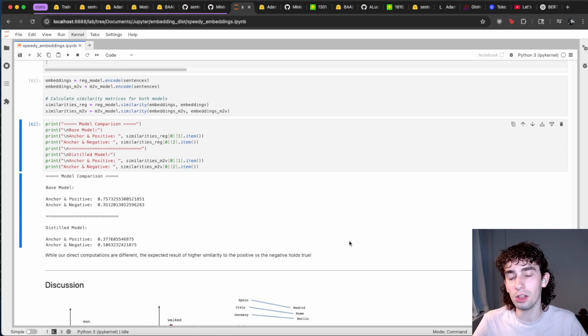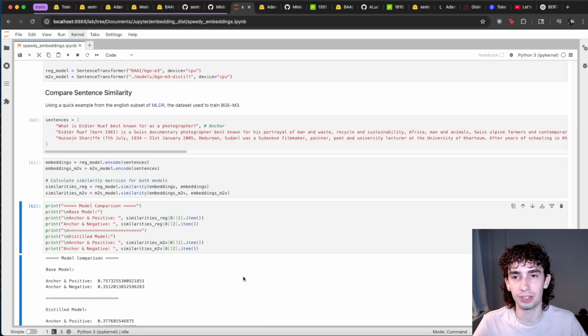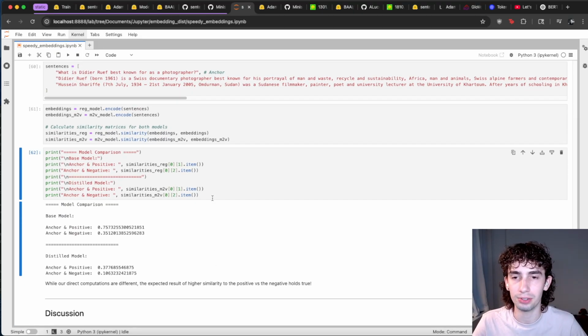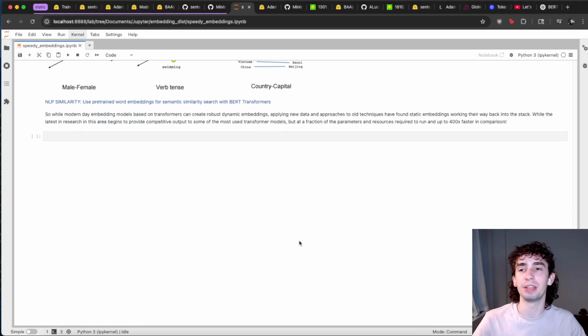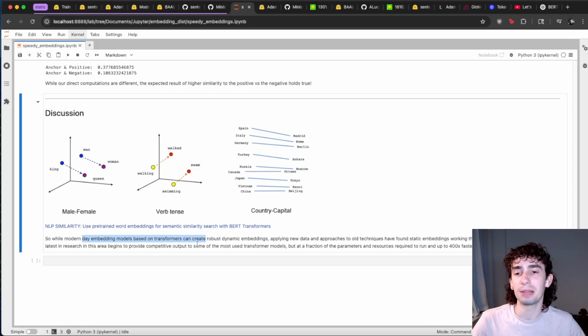And at the end of it all, we have a nicely distilled down sentence embedding model as a static embedding model that we can use for any sort of downstream task. So to close off our discussion here today, my main point is that while modern-day embedding models based on transformers can create robust dynamic embeddings, applying new data and approaches to old techniques have found static embedding models working their way back into the stack.